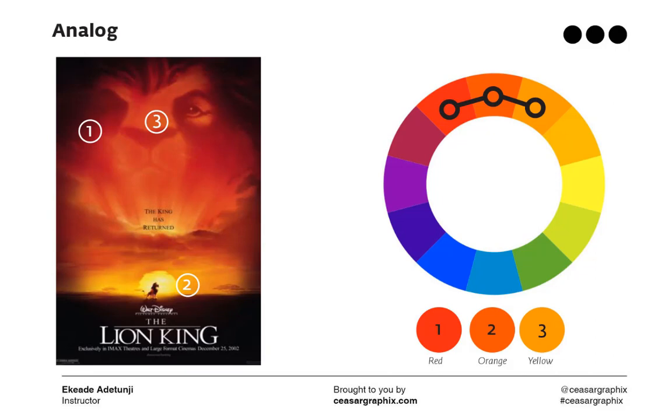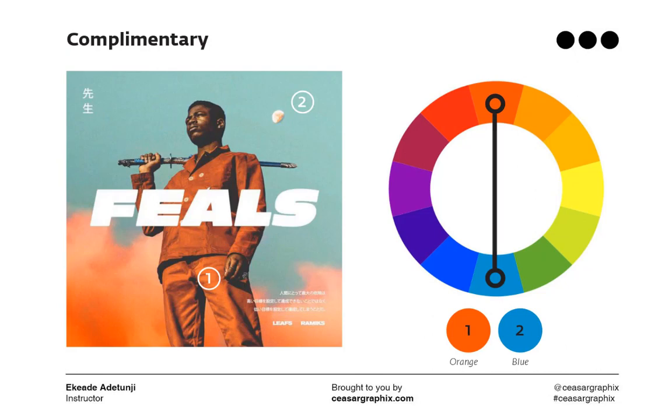So let's go down to the next color, which is the complementary. Now the complementary is picking the colors that are opposite each other. Now on this project, I have orange as my background, and I have blue as my background. So the smoke effect is orange, and then the cloud effect is blue. Now the color on the guy's outfit is the same color as the orange, but this is highly saturated.